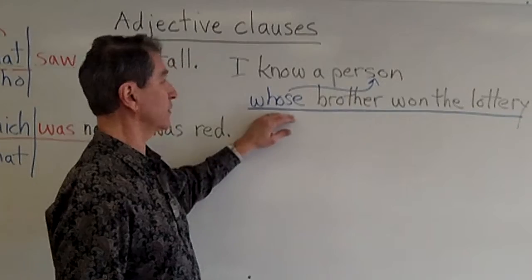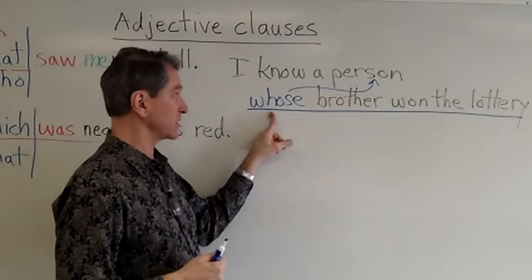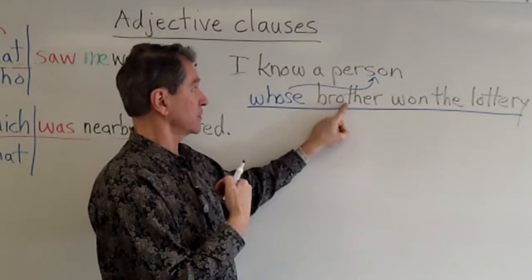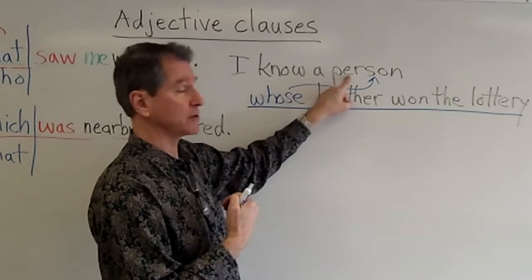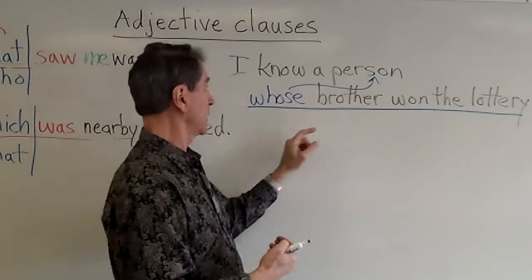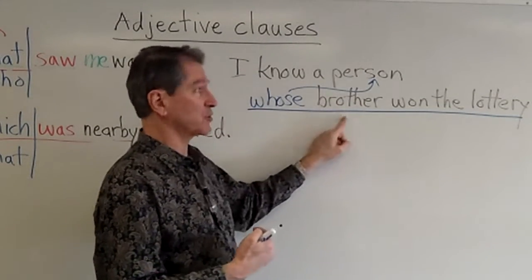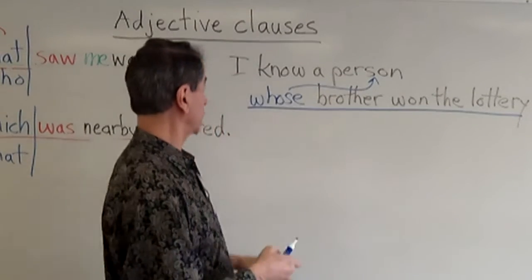Another good adjective clause. Now, one thing you have to remember about whose is that the word that comes right after is the word that belongs. So this is the person's brother. The brother belongs to the person. So after whose, you need to always have the word that belongs. So you'd say, whose car was stolen? Whose teacher is nice? You have to have the noun after the word whose.